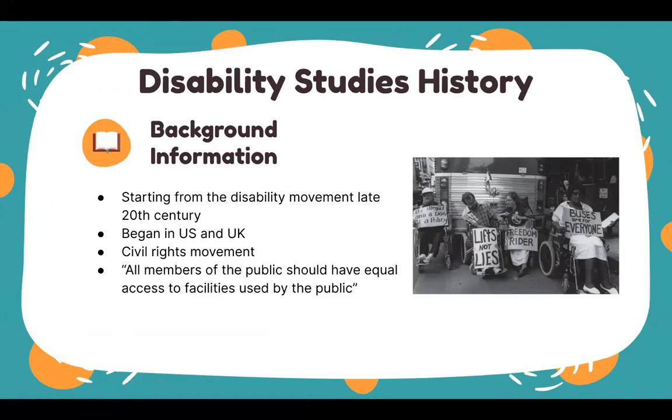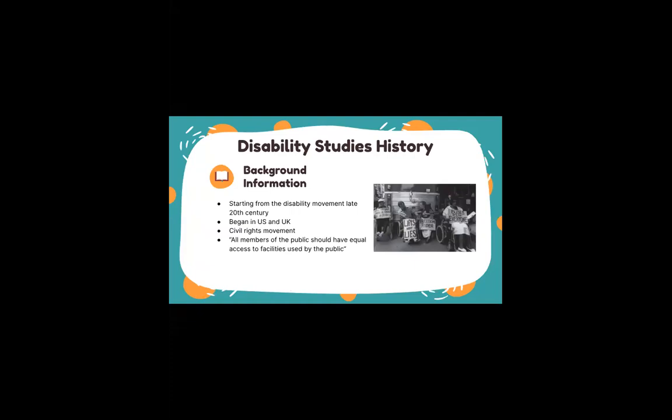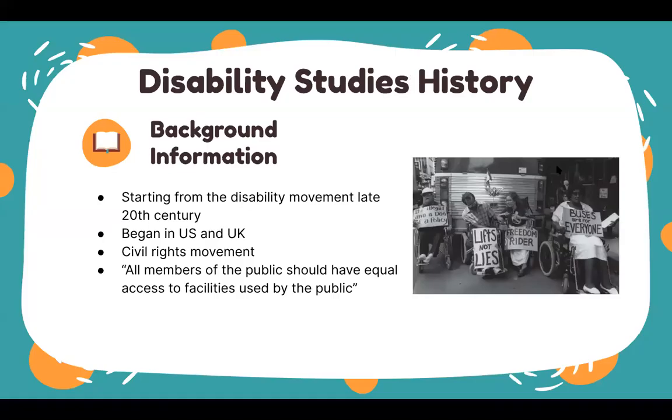It stems from the civil rights movement, which kickstarted scholars to start noticing that people with disabilities were being denied rights that others would get. In the quote, "All members of the public should have equal access to facilities used by the public." This is a quote by President Lyndon B. Johnson in regards to the Civil Rights Act of 1964. He's basically saying that everyone should have equal access to facilities, and people in disability studies started saying that this should include disabled people having access to public buildings and transportation and equal protections.